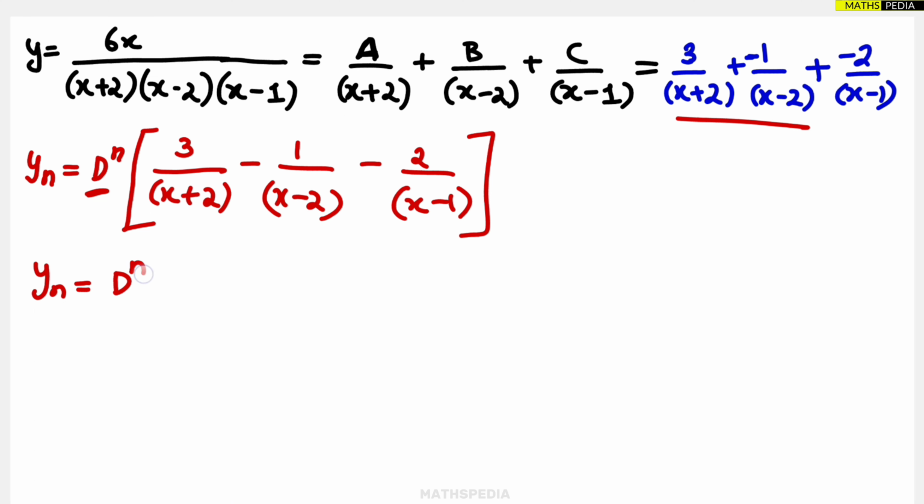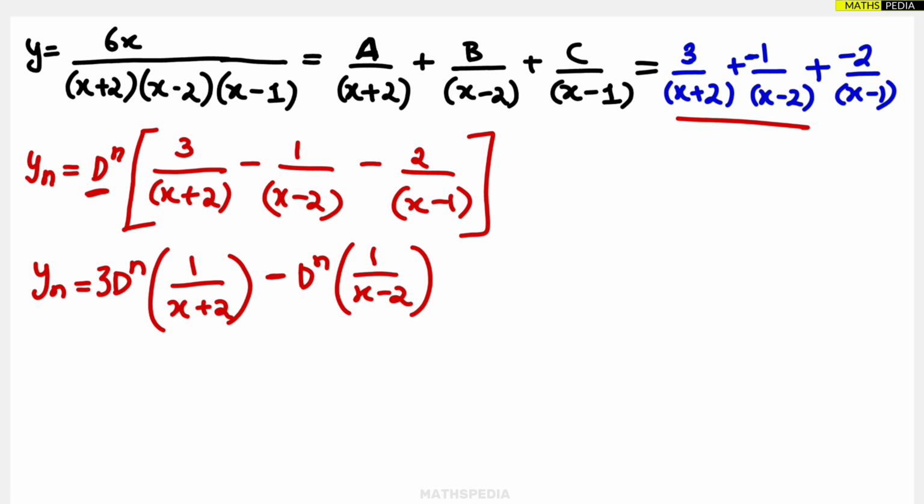Now separately we'll take the nth derivative of 3 divided by x plus 2, so 3 I'll take outside, 1 divided by x plus 2. Then minus is there, nth derivative of 1 divided by x minus 2. Then nth derivative of 2 is also there, so 2 I'll take outside, 1 divided by x minus 1. So your terms are constant. Whatever is constant, you take it outside. Okay, so we got the yn value. Now a simplified version we have to get, right?